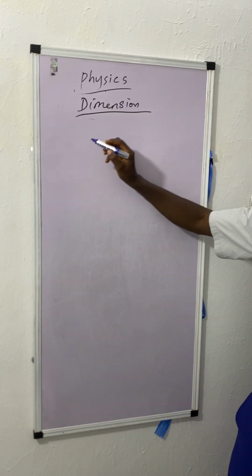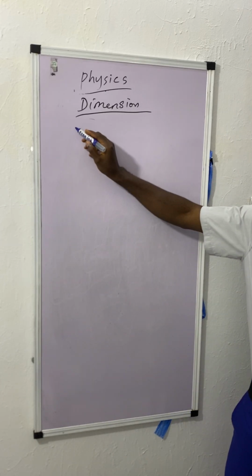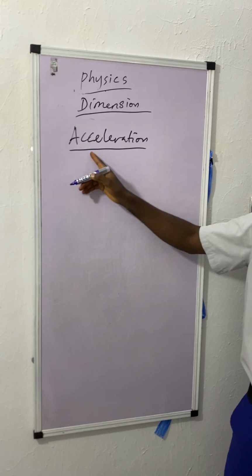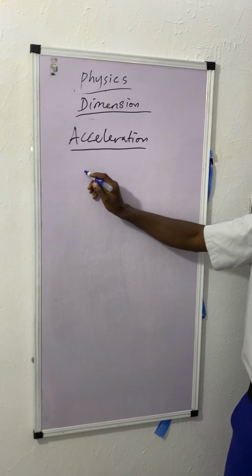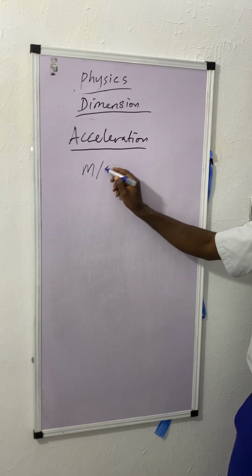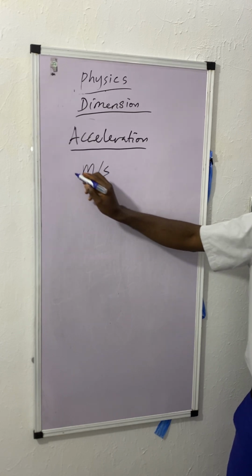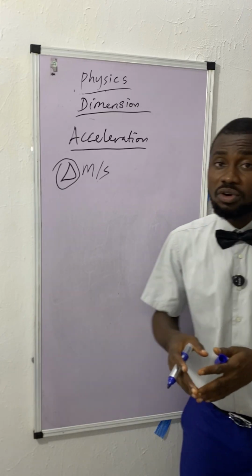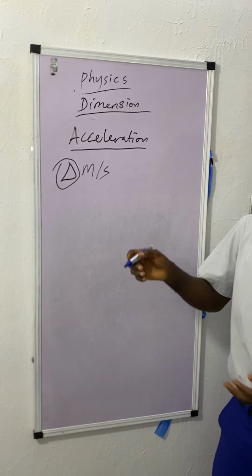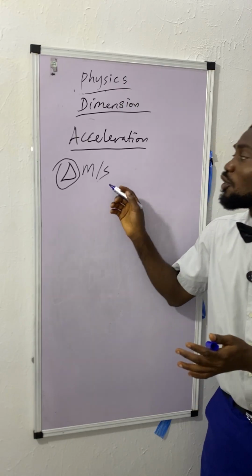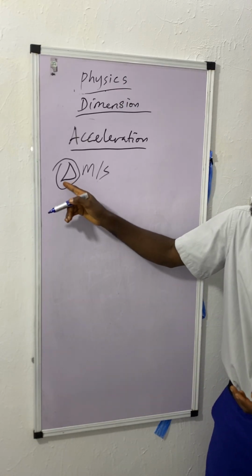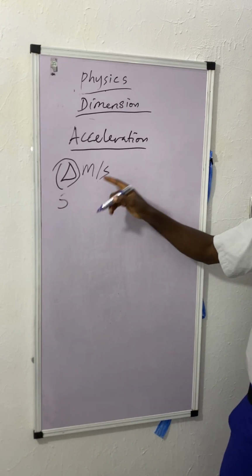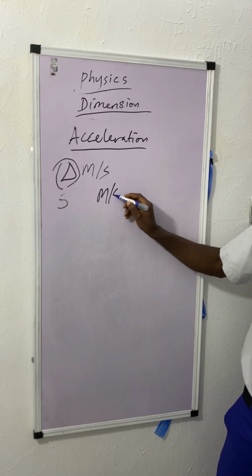So let's say we are asked to find the dimension of acceleration. What is the definition of acceleration? It is the rate of change of velocity. Since velocity is given as meter per second, acceleration is the rate of change of meter per second. Remember, I said anything that involves rate of change, it is time that you use to differentiate. Because time is involved, one more second is added. So the SI unit of acceleration is meter per second squared.